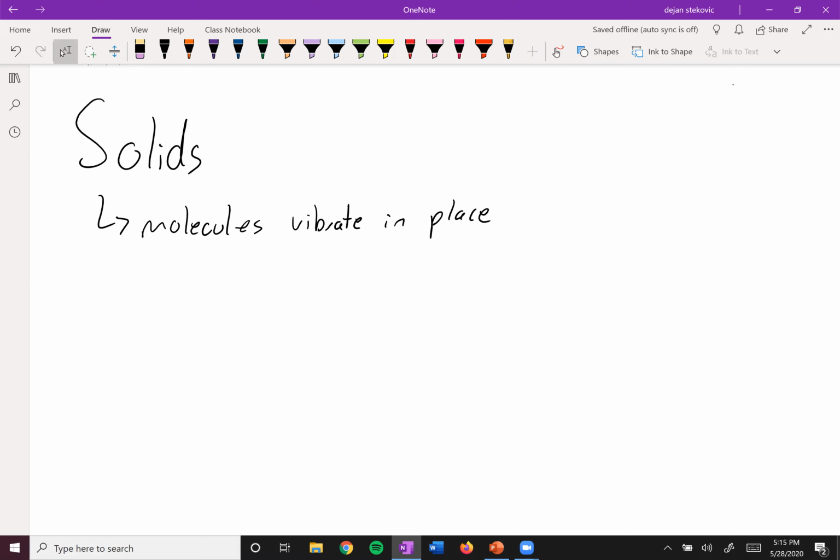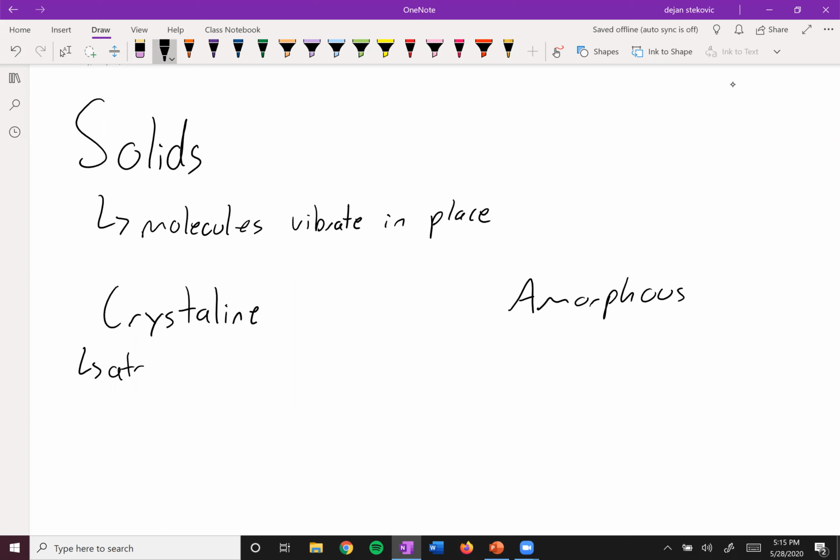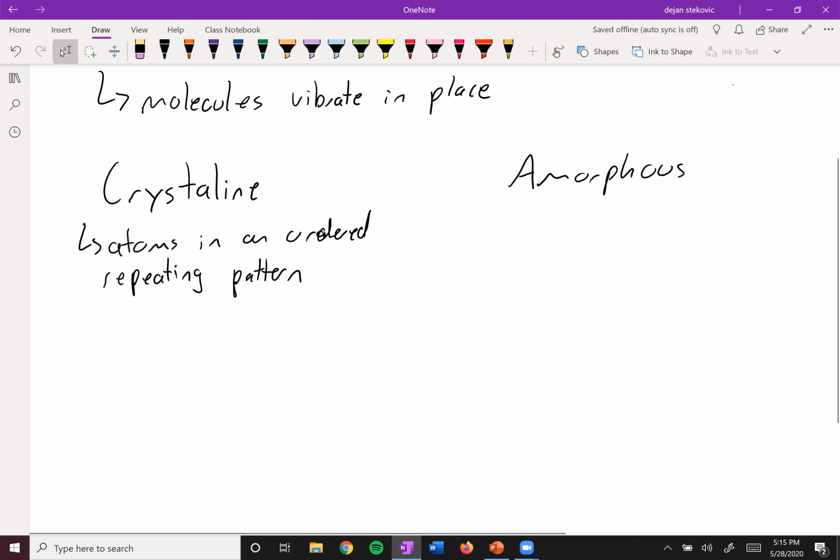And so there's two main types of solid. There's crystalline solids, and then there's amorphous solids. So in crystalline solids, as the name suggests, the atoms are in an ordered repeating pattern. So one section of the solid looks just like another section of the solid, molecularly anyways.